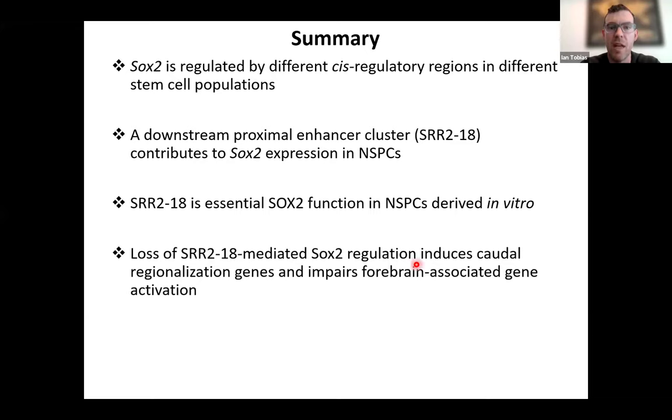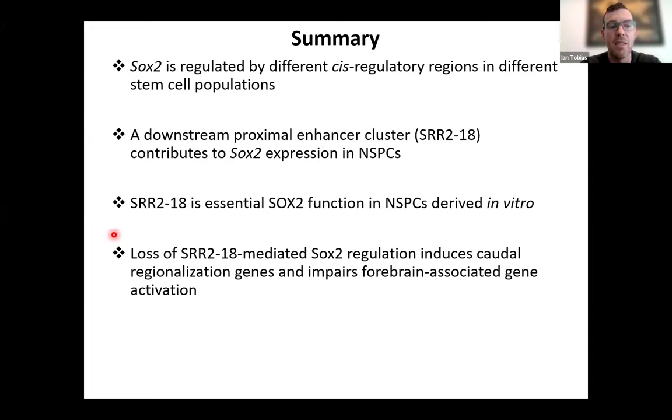So just to briefly recap some of the core biology I shared, SOX2 is regulated by different cis-regulatory regions in embryonic stem cells versus in vitro-derived neural stem and progenitor cells. We validated this downstream proximal enhancer cluster, SR2-18, as a cis-regulatory enhancer of SOX2 expression in mouse neural stem and progenitor cells. We found that two intact copies of SR2-18 are essential for SOX2 protein function in NSPCs that we derive from these embryonic stem cells.